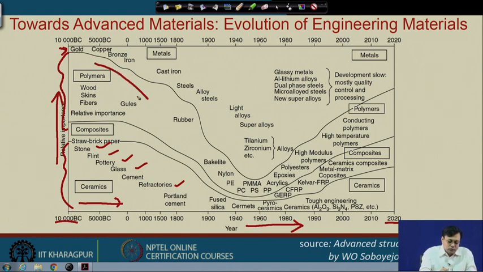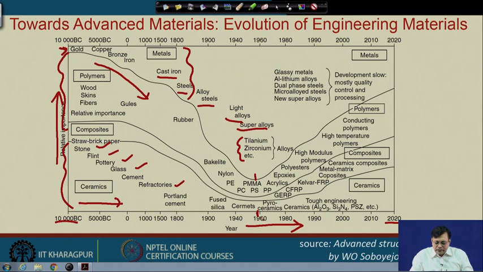Polymer has also decreased because the importance of metal kept on increasing. So, let us say cast iron, steel, alloy steels kept on being developed until something like the 1960s. At this time, zirconium and titanium alloys were also developed along with super alloys and lightweight alloys. But after the 1960s, if you kindly have a look, the relative importance of ceramic material has again increased, polymer has also increased, and composites have also increased.